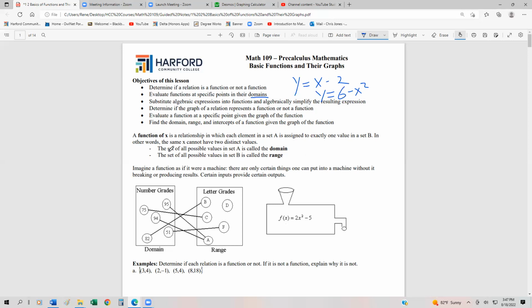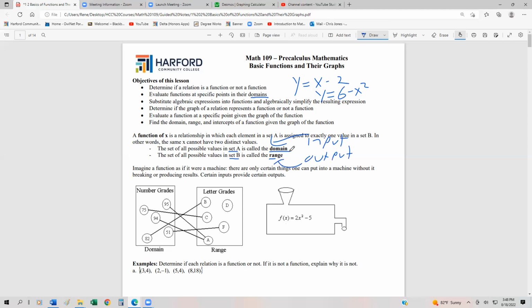All the possible inputs, in other words, all the values in set A, are called the domain. So anything you can put into the function is going to be the domain, and anything we can get out of it, which is the set of possible values in the other set, is going to be called the range. And so the way I think about it, the domain is the input, while the range is the output.